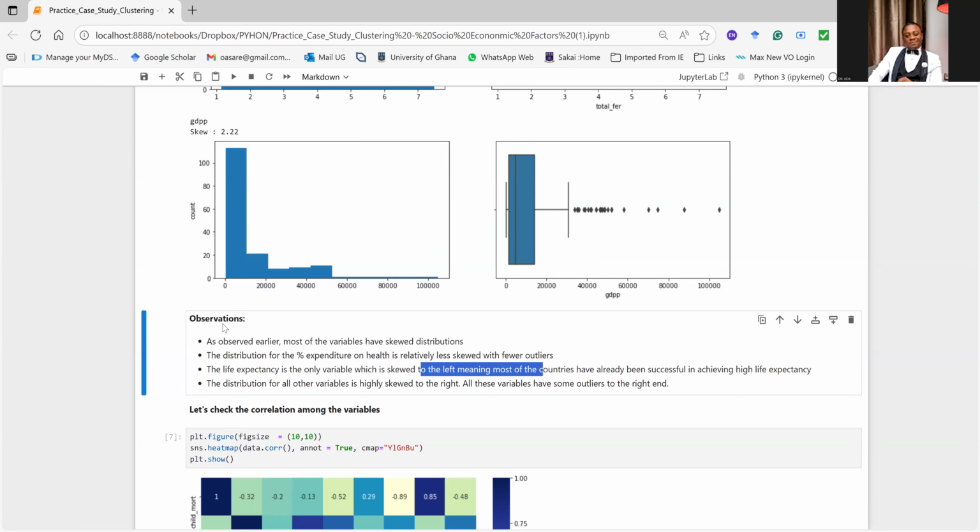Next, we will look at correlations. Has any of you been taught correlation in this course? Has it come up anywhere?